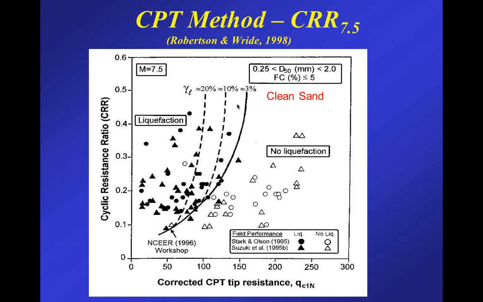deformations are much smaller. So that's an important observation to remember, that the amount of deformation likely to occur is a function both of the earthquake but also of the density of the sand. The denser the sand, the less likely it is to deform very much.